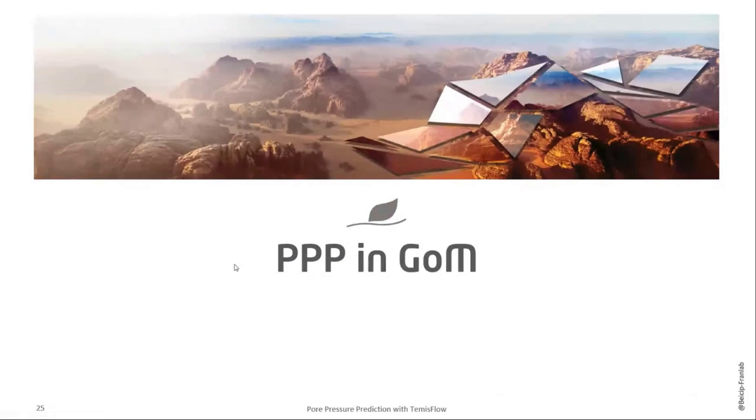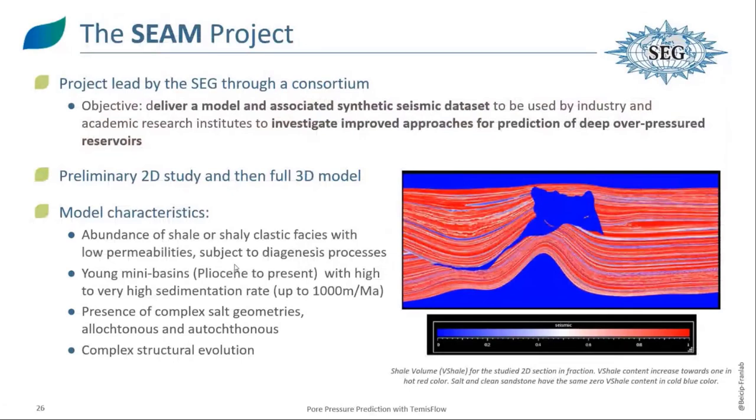The second case study is the pore pressure prediction in the Gulf of Mexico. This project was done through a consortium organized by the SEG. It was called the SEAM project, as the objective was, through the delivery of a model and the associated synthetic seismic datasets, to investigate and improve the overpressure estimation. What the SEG wanted to do was to test the various solutions that were available on the market through a 2D and a 3D approach, and see which one was bringing the best pore pressure modeling. The characteristic of that SEAM section is that we have an abundance of shale.